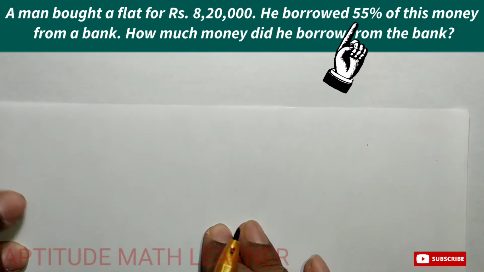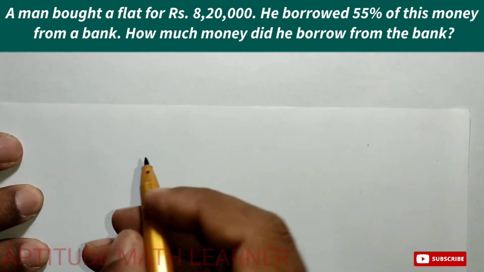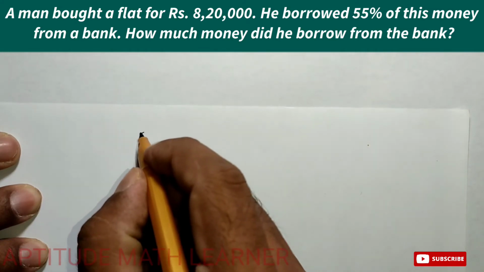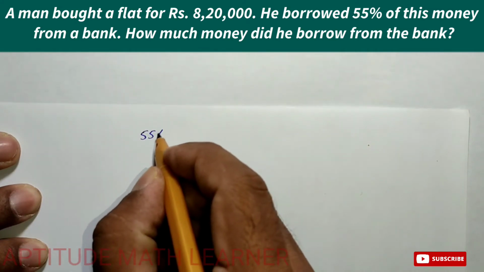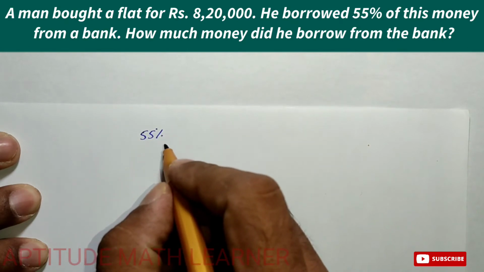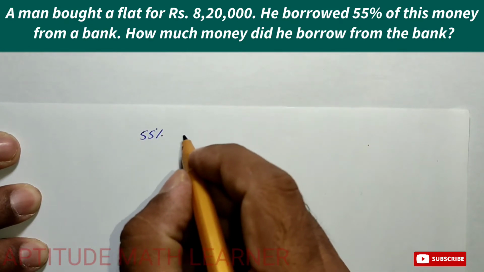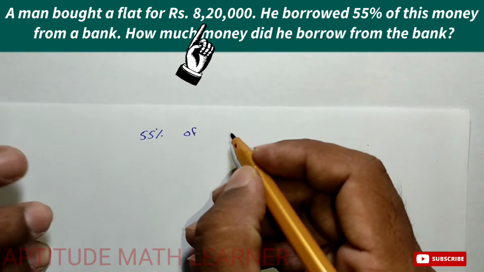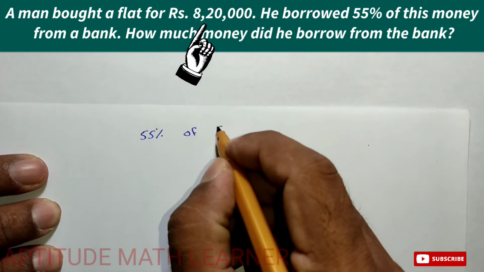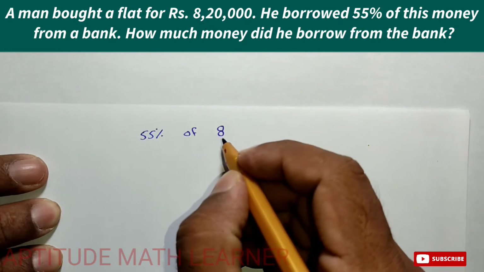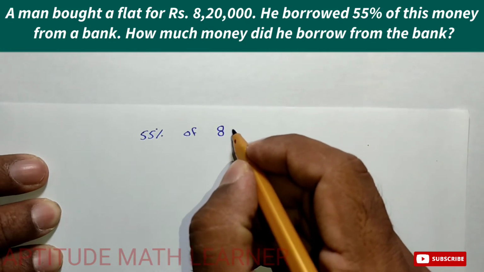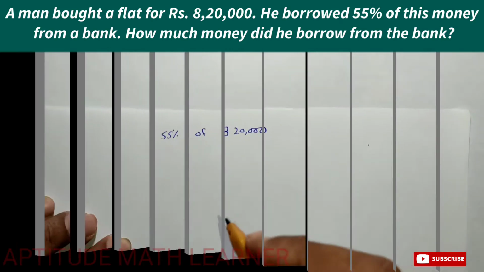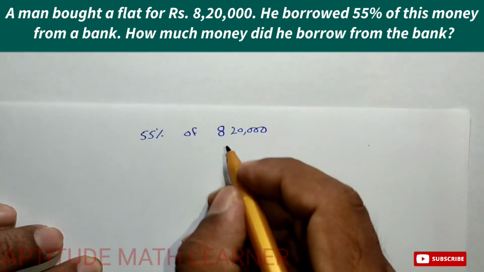That is 55%. So for this, the first thing we take is 55%, so this is 55% of the actual amount. So how much is the amount? The amount we are having, that is 8,20,000. So this is the total amount.